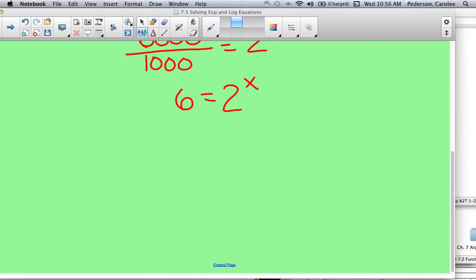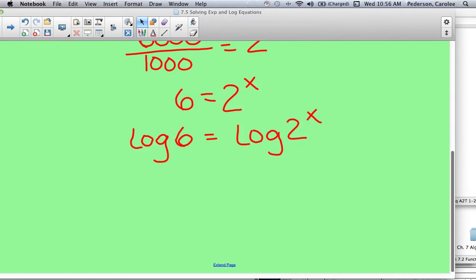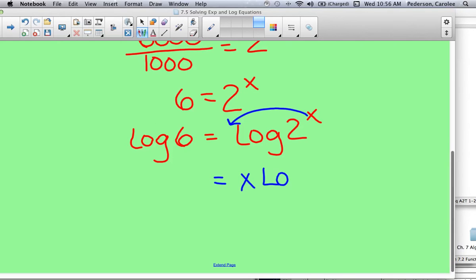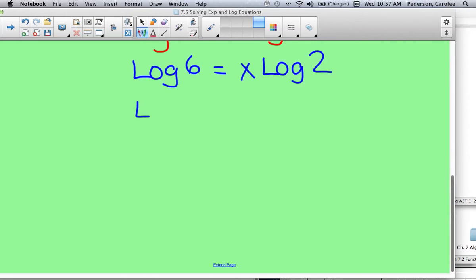Now we want to solve for x. So what we can do is we can take the log of both sides. Just the common log is fine. And then if you remember that if I have this x, I can bring it down in front. So I have x times log of 2, and on the left side is still just the same, log of 6. And then the last step is to remove that log of 2 on the right. So I undo it. I divide both sides by log of 2. And I'm left with x.